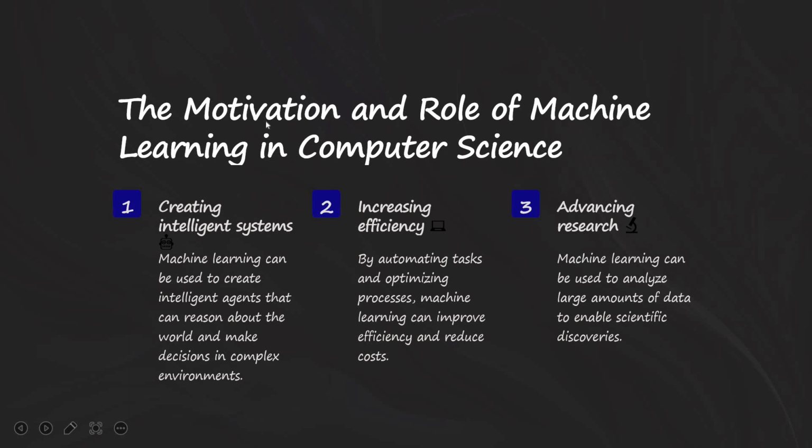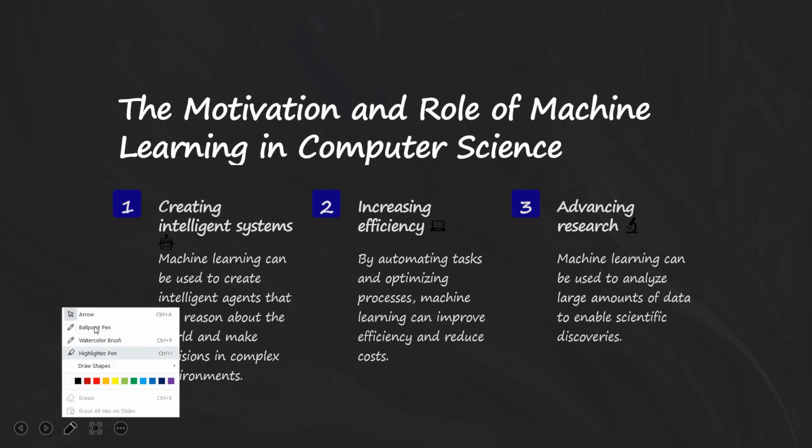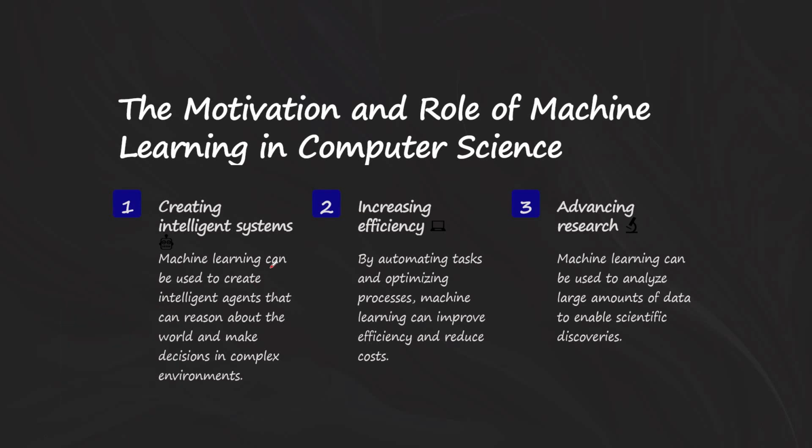Moving on further. So the next point is motivation and role of machine learning in computer science. Now, what are the broader targets of machine learning in computer science? So the first one is creating intelligent systems. Now, what are intelligent systems?